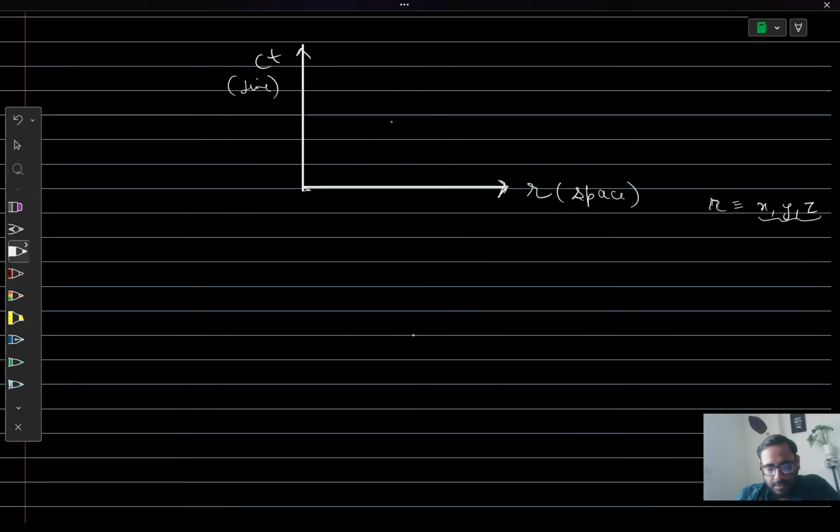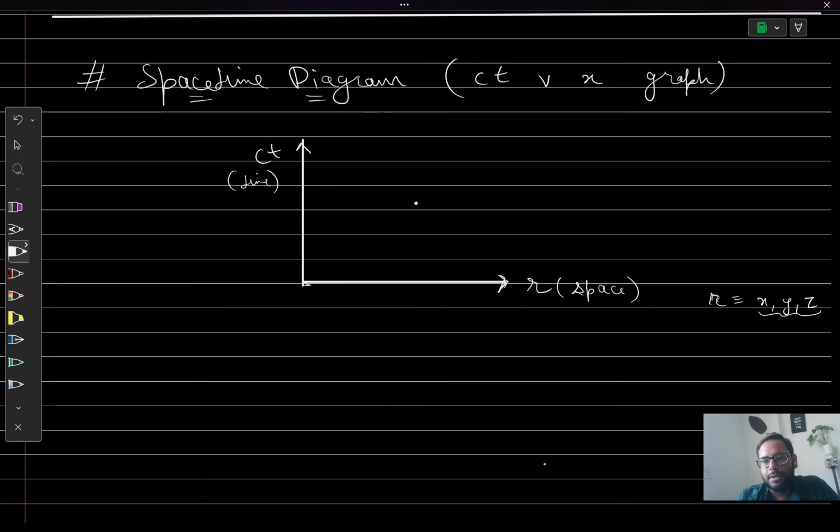And there is a single point in this graph. The single point represents an event. So I should write: an event is a single point in this graph of ct versus x, or say r space graph.